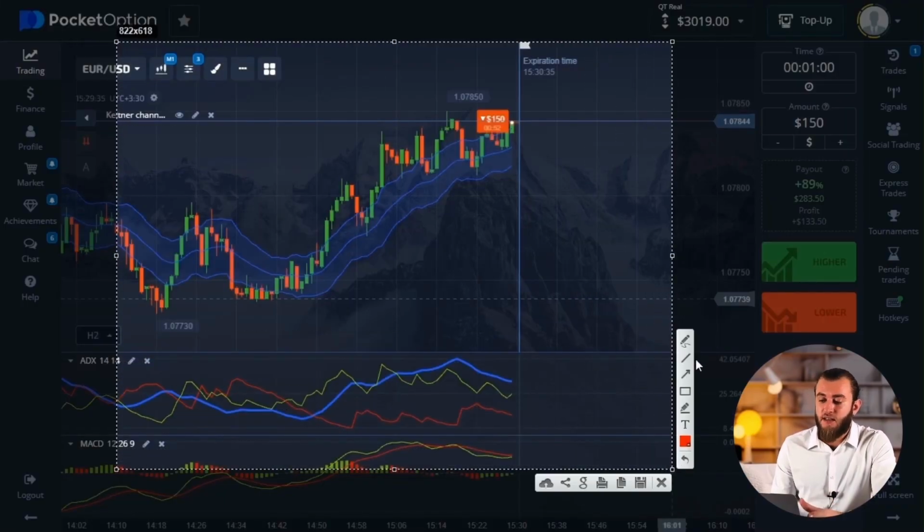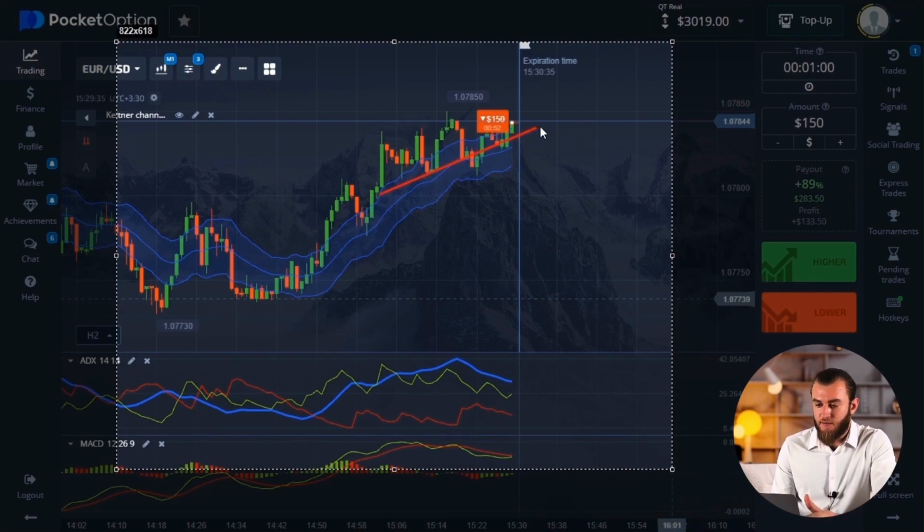Also make sure to pay attention to graphic patterns. For instance, a triangle is currently emerging. Now it is not so obvious, but let us draw a line here.